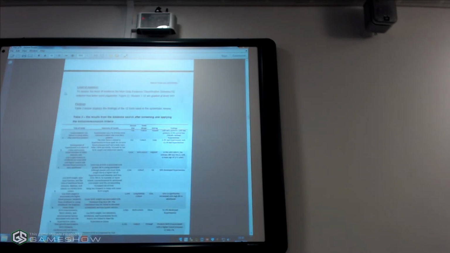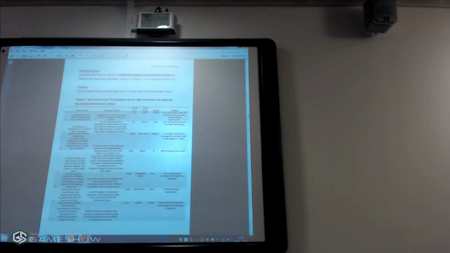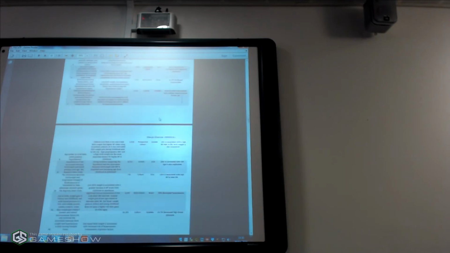Level of evidence, so I use this classification scheme. It's just basically saying how good is your evidence. Obviously, RCTs are the gold standard, you get a 1. Case reports, case series, you get a 5. It's just a way of evaluating how good your literature review is. This is my general results table.